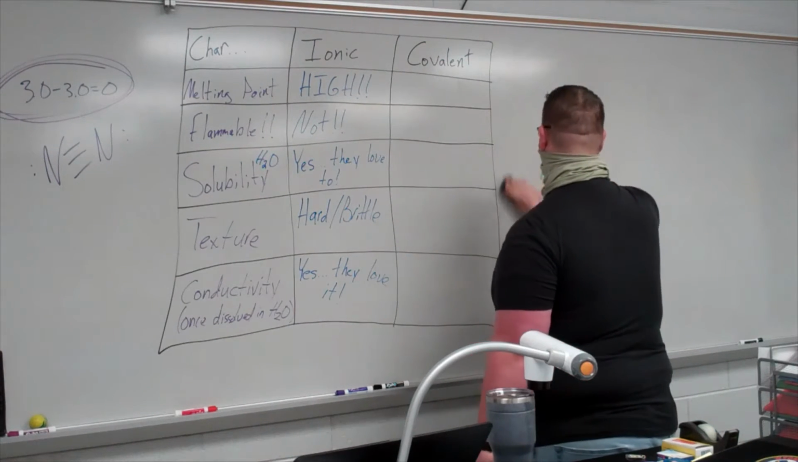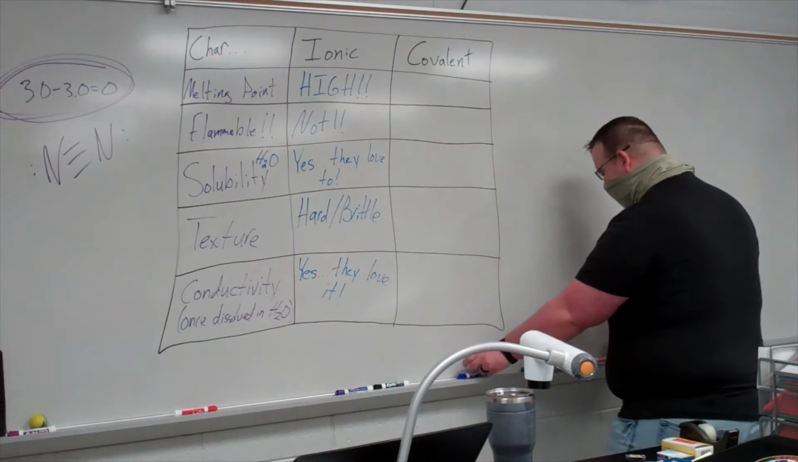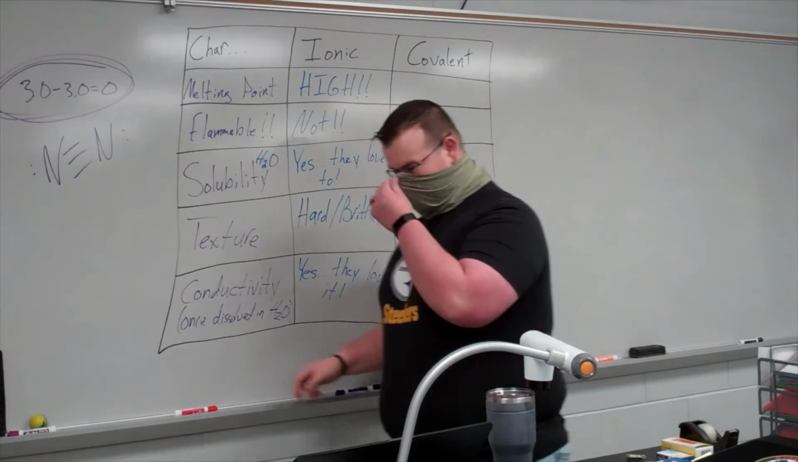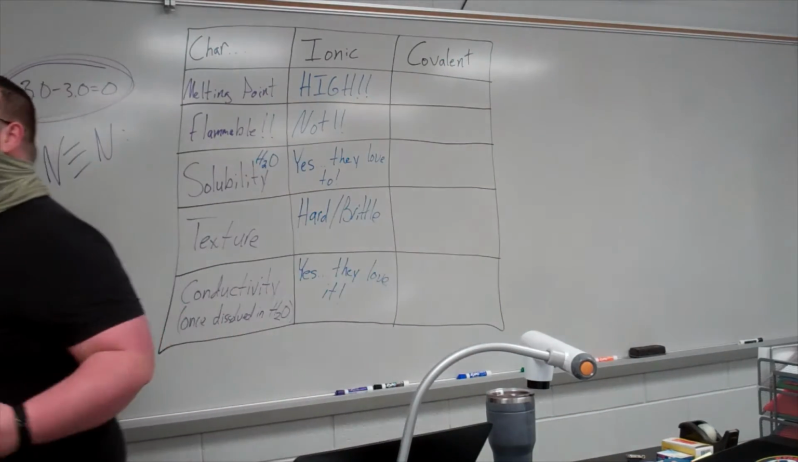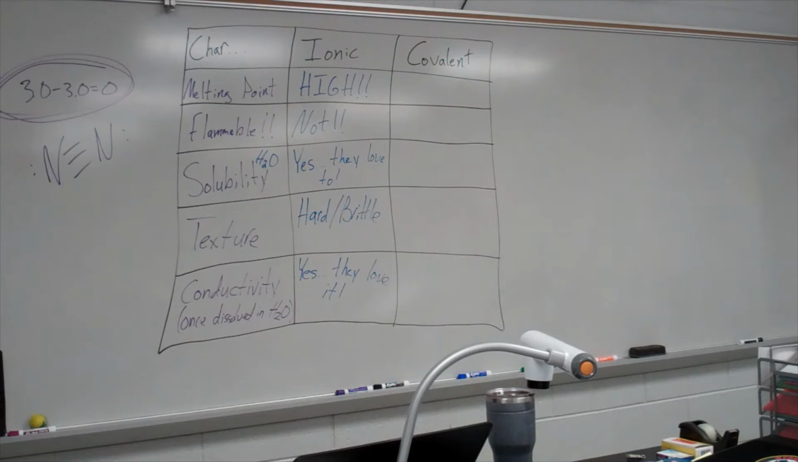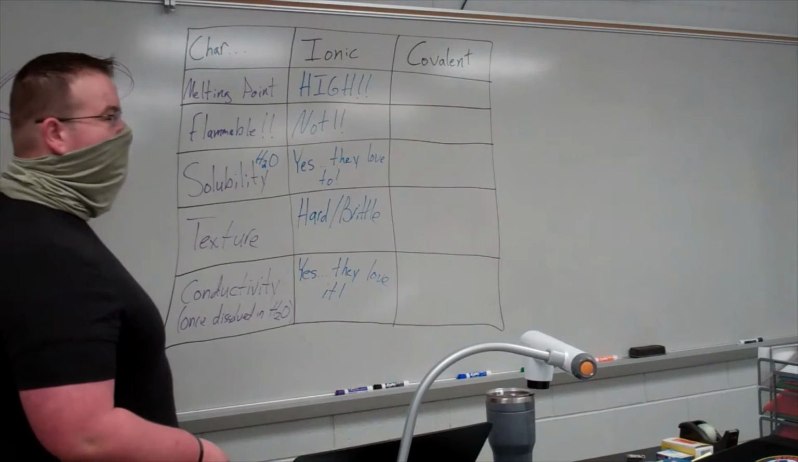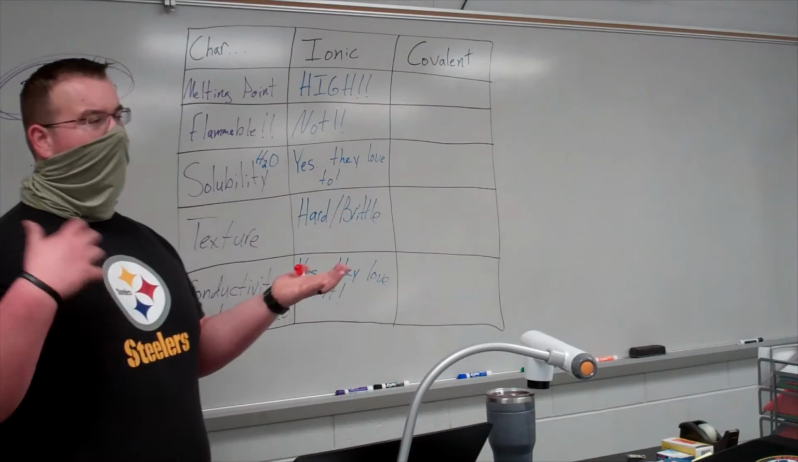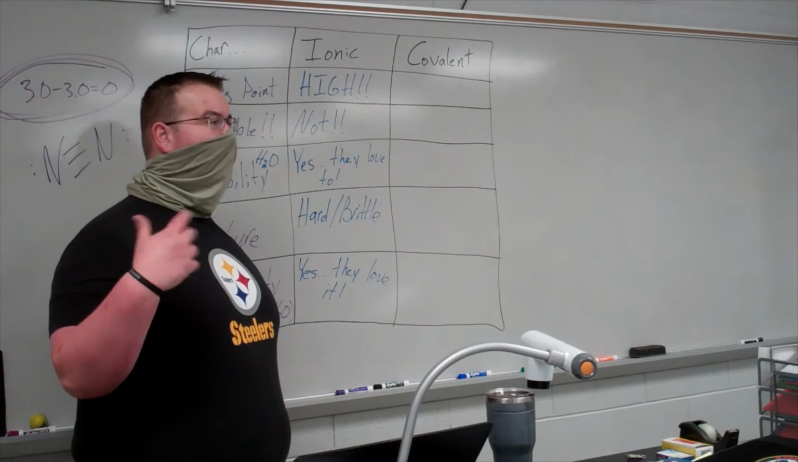All right. So let's now move to covalent. Now these are general characteristics for covalent. In this, you cannot use these characteristics to narrow it down between nonpolar or polar. How do you narrow it down between nonpolar and polar?